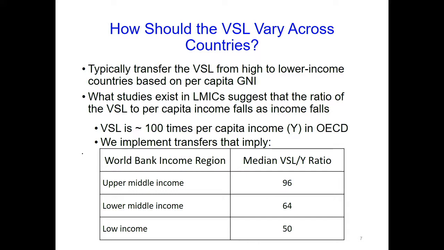Okay. The traditional method of doing benefits transfer is to look at differences in per capita income, measured either by gross national income or gross national product. Lisa said, and it's true, that there aren't many studies, but there are actually several dozen studies in low and middle income countries of the value of a statistical life. And these studies suggest, if you set up criteria and look at the better studies, that the ratio of the value of a statistical life to income falls as income falls.